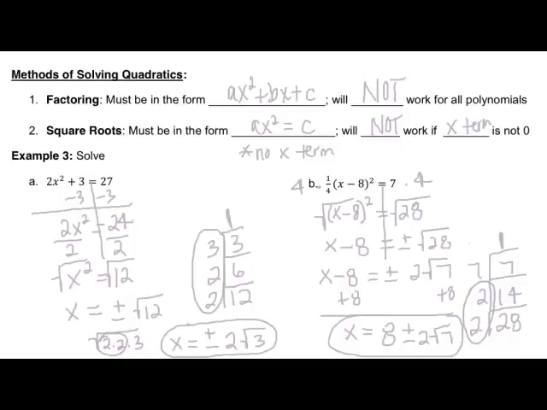Now you can write it with the plus or minus, or you can write them separately. Either way is correct. So again, now we've talked about 2 different ways of solving quadratic equations. The first is factoring, which will not work for all polynomials because not all polynomials can be factored. The second method is square roots. Again, you can only use square roots if you do not have that x middle term. In the next sections, we're going to look at a couple other methods for solving quadratics as well.